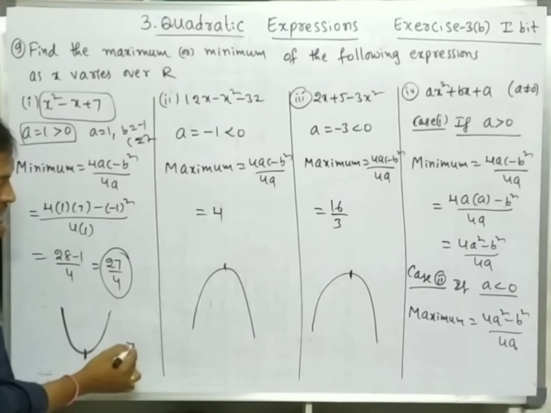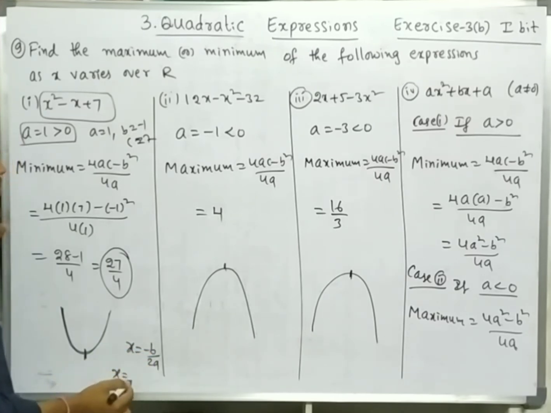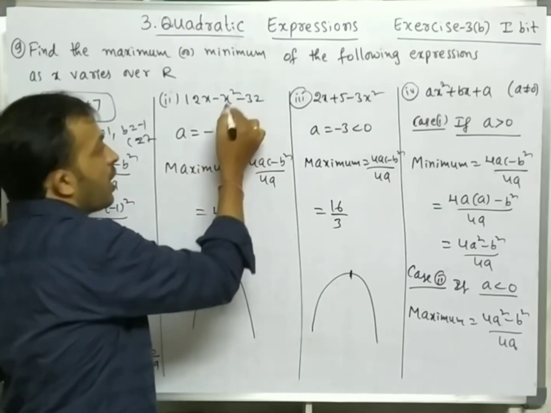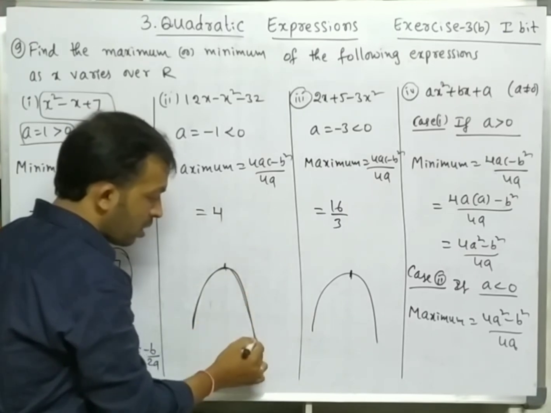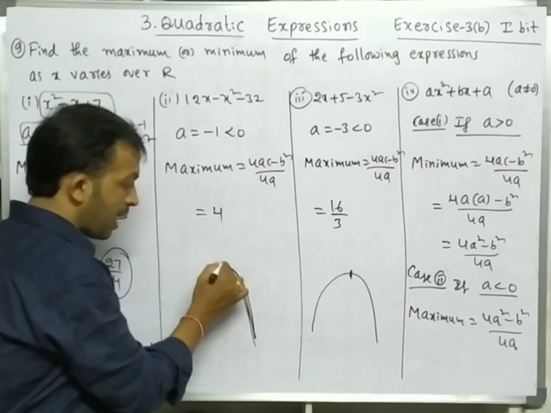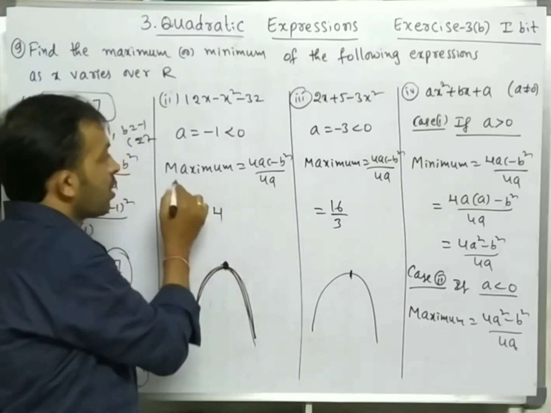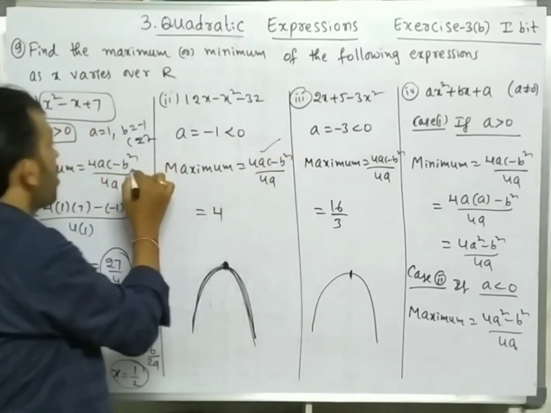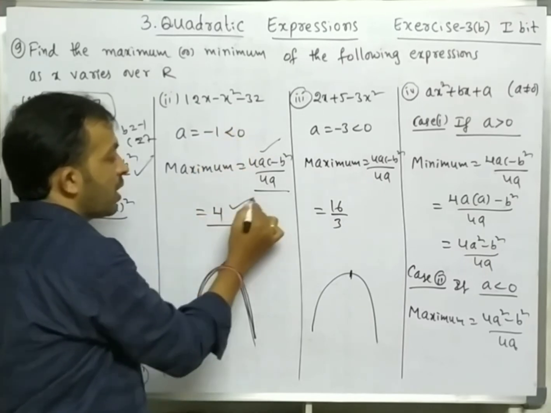Where does it exist? At x is equal to minus b by 2a, that is minus b, 1, by 2a, 2, so it exists at x is equal to 1 by 2. Similarly here a is negative. As the a value is negative, the graph is open downward. As the graph is open downward, minimum does not exist, maximum exists. This point is called the vertex of the parabola. The formula for minimum and maximum is the same. Substitute the values, you will get 4.